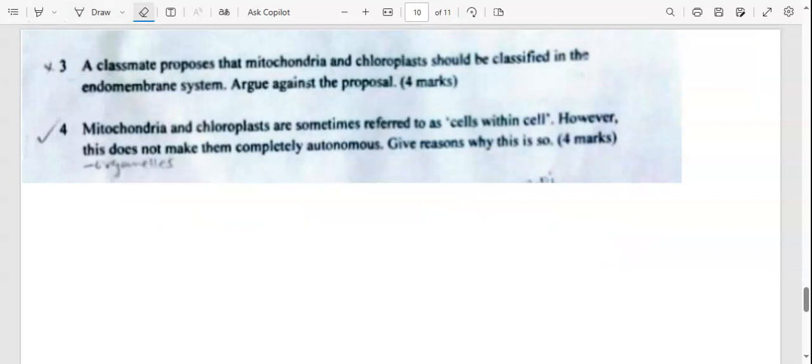Question two. Question three now reads: we are answering question three, which states a classmate proposed that mitochondria and the chloroplast should be classified in the endomembrane system. Argue against the proposal. So we are against this proposal. The proposal says these two organelles should be classified in the endomembrane system.